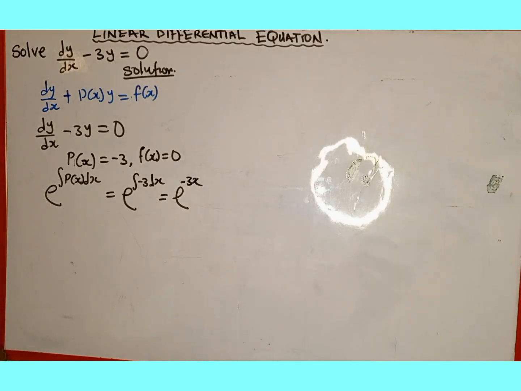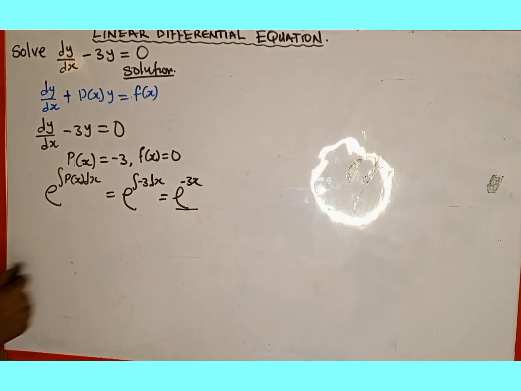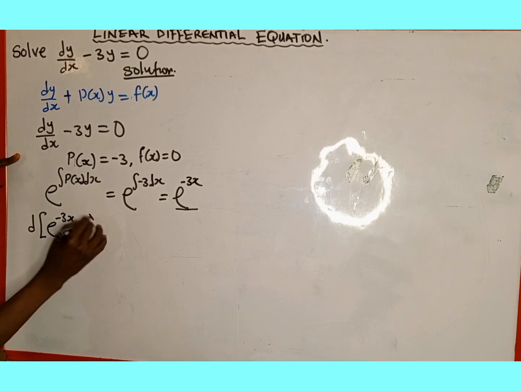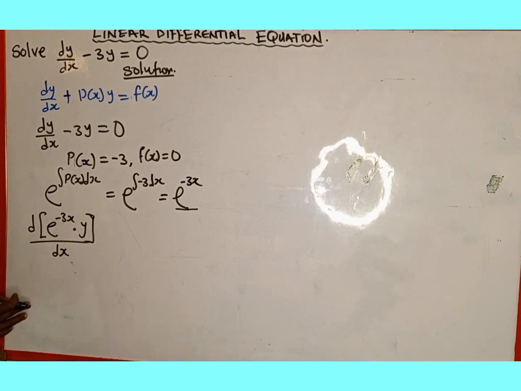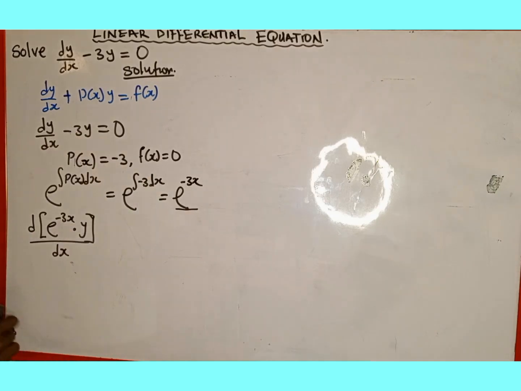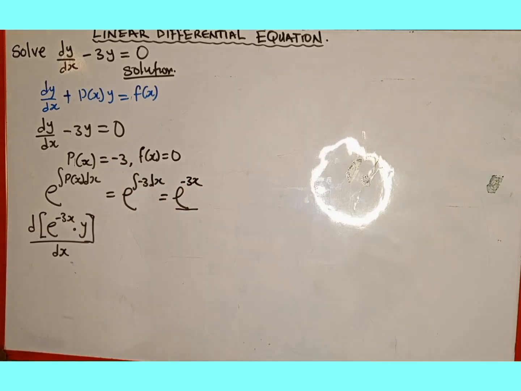Now the next thing we are going to do is to multiply this integrating factor through the given differential equation. So the first one is, we multiply this integrating factor, which is e to the power of minus 3x, by dy over dx. We just arrange the term, which is minus 3. If you multiply this integrating factor by minus 3, it's going to cancel out, because we integrate minus 3 to give us e to the power of minus 3x. If you multiply them together, it's going to cancel out.